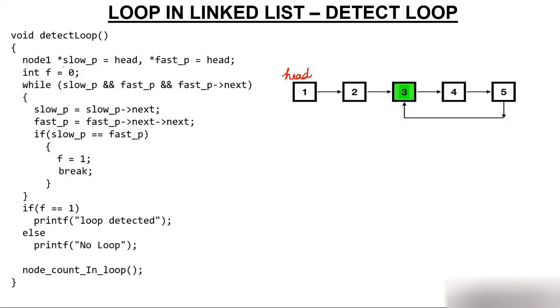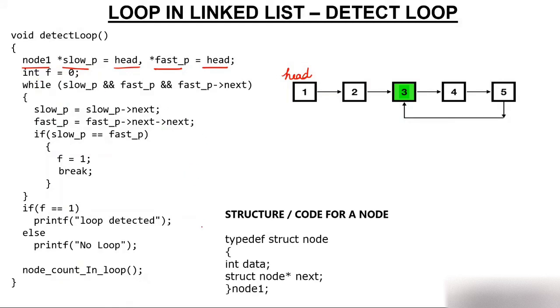We have created a slow pointer, slow p, and a fast pointer, and we have initialized both with head, and the data type of these pointers is node 1. Again and again I'm telling you, kindly watch my first video of linked list, that is, create a linked list. Otherwise I'm going to explain it again.